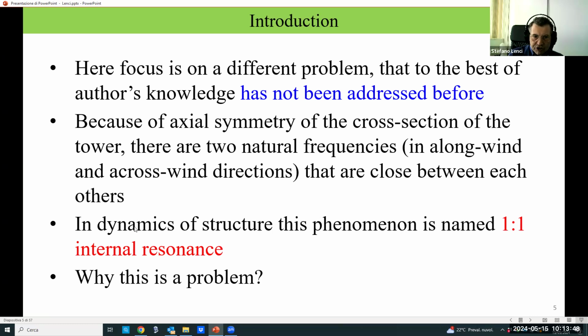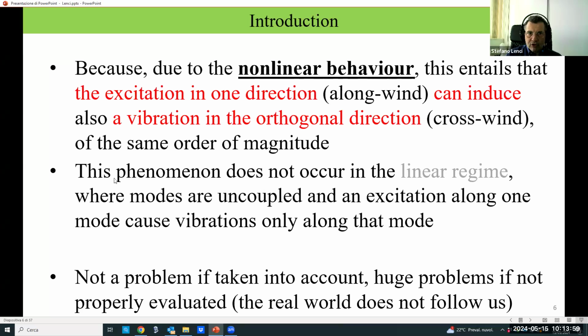So we are in a situation that in nonlinear dynamics we name one-to-one internal resonance. And so we want to address this. Why is this a problem? It is a problem because, due to the nonlinear behavior, excitation in one direction, for example along the wind, or along the earthquakes, or along the sea waves, can induce vibration also orthogonal to this direction, let me name it in brief crosswind, of the same order of magnitude. And this is only because of the nonlinear coupling between these two one-to-one internal modes.